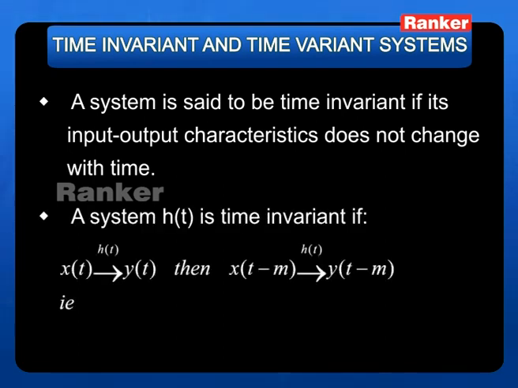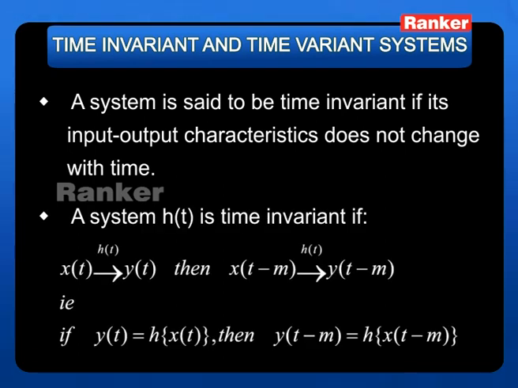Here we have illustrated this a little. A system h of t is time invariant if the response of a system to x of t is y of t, then the response to x of t minus m will be y of t minus m. That is, if y of t is equal to h of x of t, then y of t minus m will be h of x of t minus m.